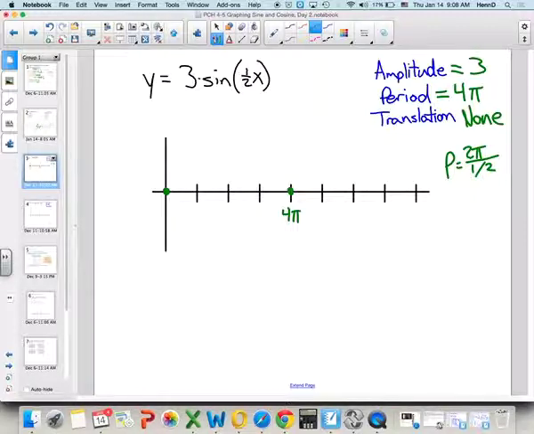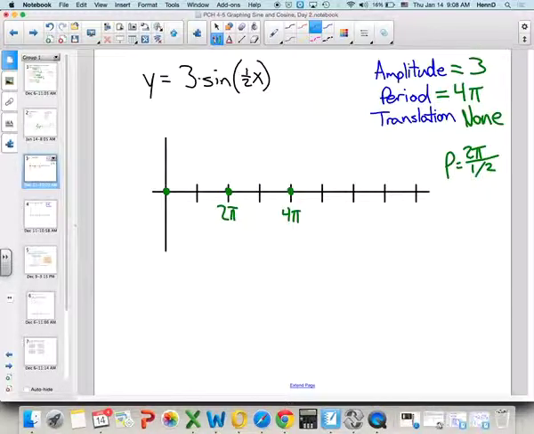Now I'm going to find my middle. In the middle, where are we as far as the y-coordinate? At 0. We're at 0 again. With sine, the first, middle, and last points are all on that middle line, which is the x-axis, unless we've shifted it up or down. So what value of x is that? 2 pi.